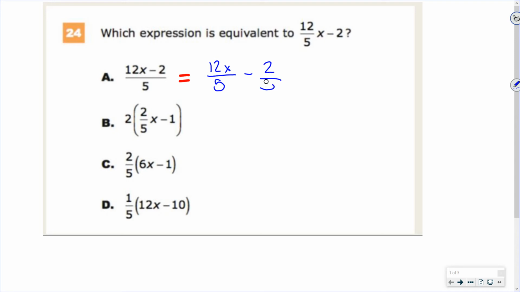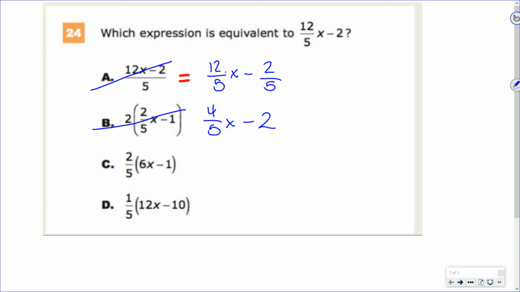Now I know that doesn't look the same as the one that's above, so let's move the x to the outside so we can actually see it. That's 12 fifths times x minus 2 fifths. Is that the same as the one that's up at the top? No, so that's not equivalent. Now if I use the distributive property here, 2 times 2 fifths, that's 4 fifths x minus 2. The 2's match, but not the coefficient in front of x, so B cannot be correct.